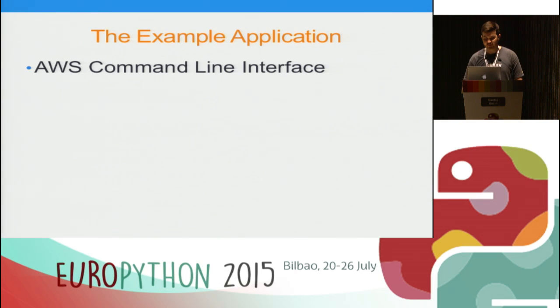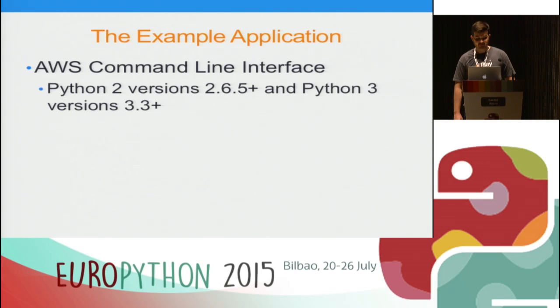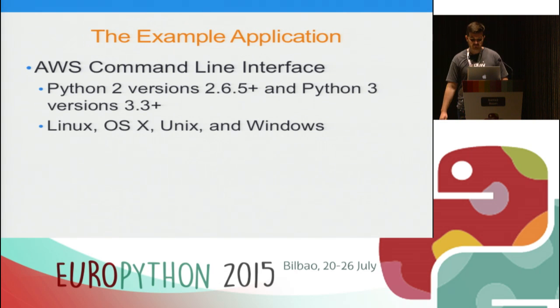They're not concerned with what Python version they're running or the operating system. They just want it to work in the shell. And so many of the topics I'm going to cover are based from my experience working on the CLI. The AWS CLI is compatible on Python 2 versions from 2.6.5 and higher, and Python 3 versions 3.3 and higher, and is also compatible on a bunch of different operating systems, such as Linux, Mac, Unix, and Windows.